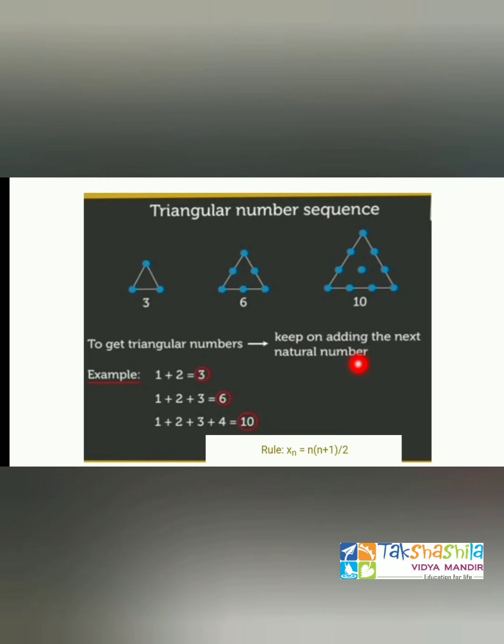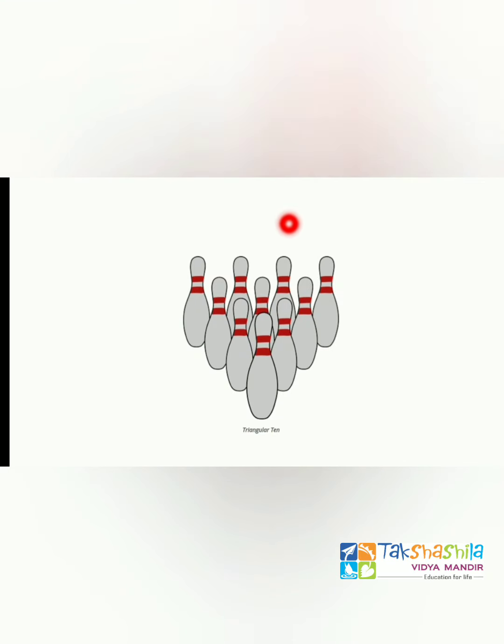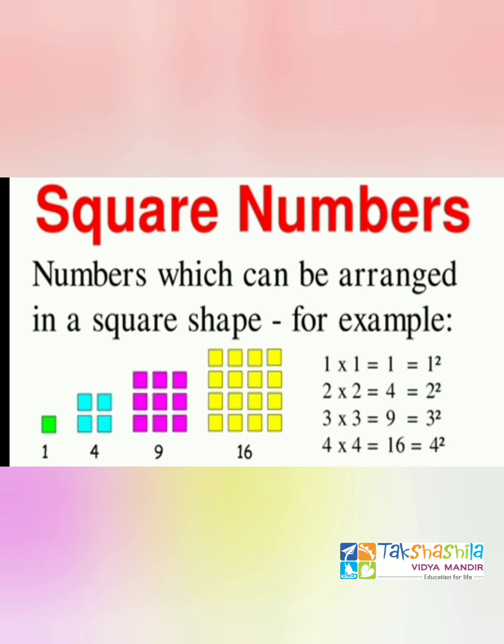What is meant by natural number? 1, 2, 3, 4. These are all your natural numbers. So if you keep on adding the natural numbers, you will get the triangular numbers. So here the rule is n into n plus 1 by 2. So this you will study in your higher class. And this kite we can take as an example for triangular numbers. It forms a triangle. Next one is square numbers.